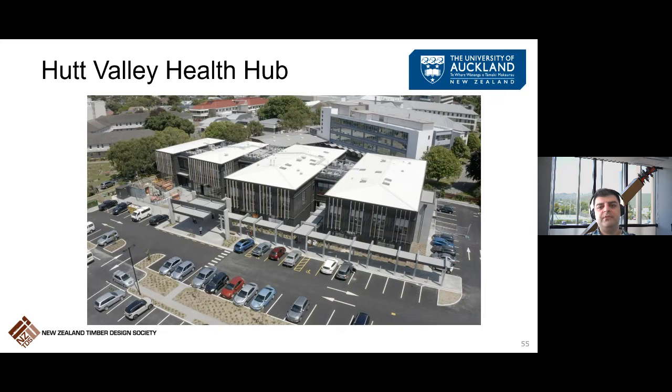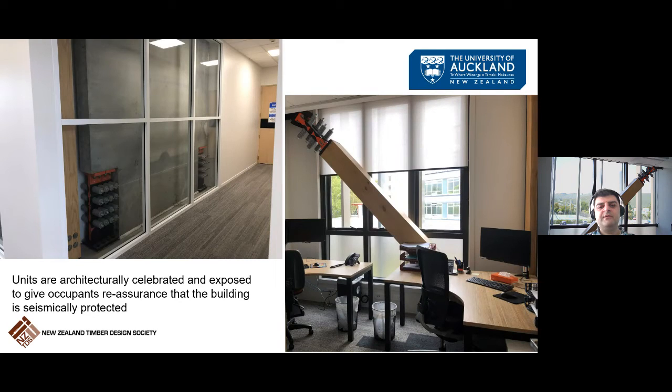The next case study is the Hutt Valley Health Hub in Wellington. For this one, timber braces in one direction and rocking concrete walls in the other direction were used. The building was intended to be an all timber building, but the CLT couldn't be sourced in time. So the designer decided to change to concrete walls, which is basically the same concept.